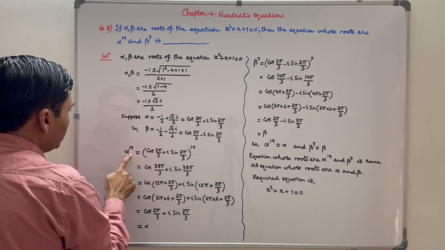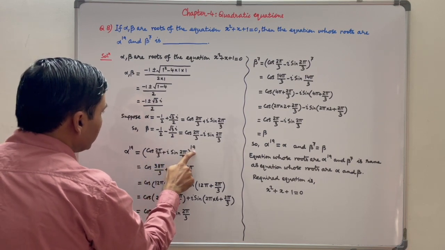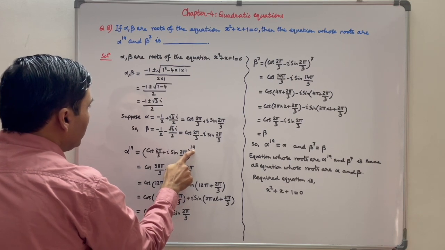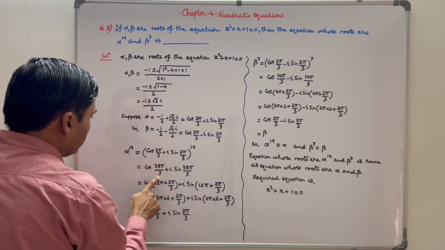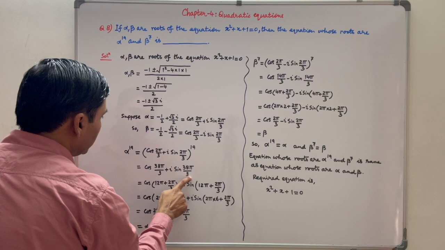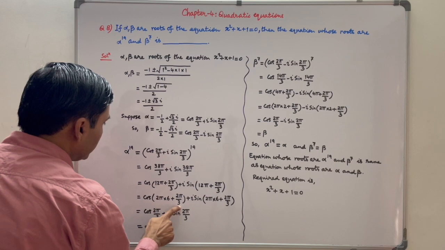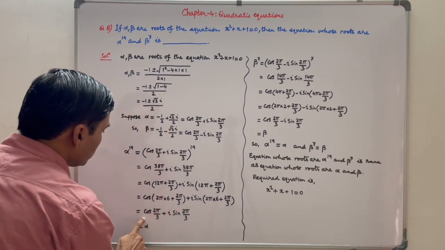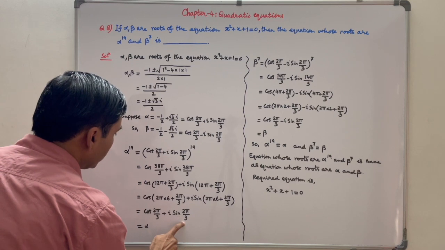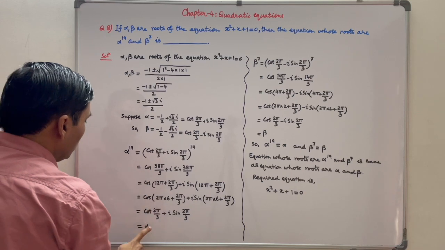So alpha to power 19 is equal to (cos 2 pi by 3 plus i sin 2 pi by 3) to the power 19. Applying De Moivre's theorem, power will be multiplied with the angles. So it will be cos 38 pi by 3 plus i sin 38 pi by 3. 38 pi by 3 can be written as 2 pi into 6 plus 2 pi by 3. Now this is in the form 2 n pi plus theta, which will be equal to theta. So this can be written as cos 2 pi by 3 plus i sin 2 pi by 3. And this is equal to alpha. So alpha to power 19 is equal to alpha.